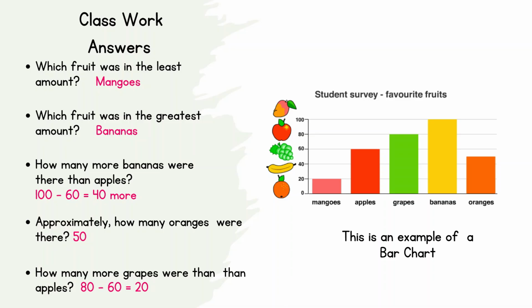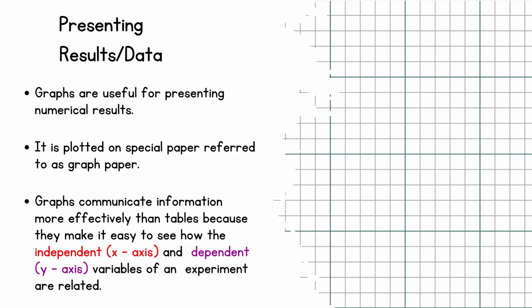Which fruit was in the least amount? Mangoes. And the fruit that was in the greatest amount were the bananas. The difference between the bananas and the apples was that there were 40 more bananas than apples. Approximately 50 oranges were there because it fell midway between the 40 and 60 marks. And there were 80 grapes according to the graph, and there were 60 apples, so there were 20 more grapes than apples. Great job if you got everything correct.